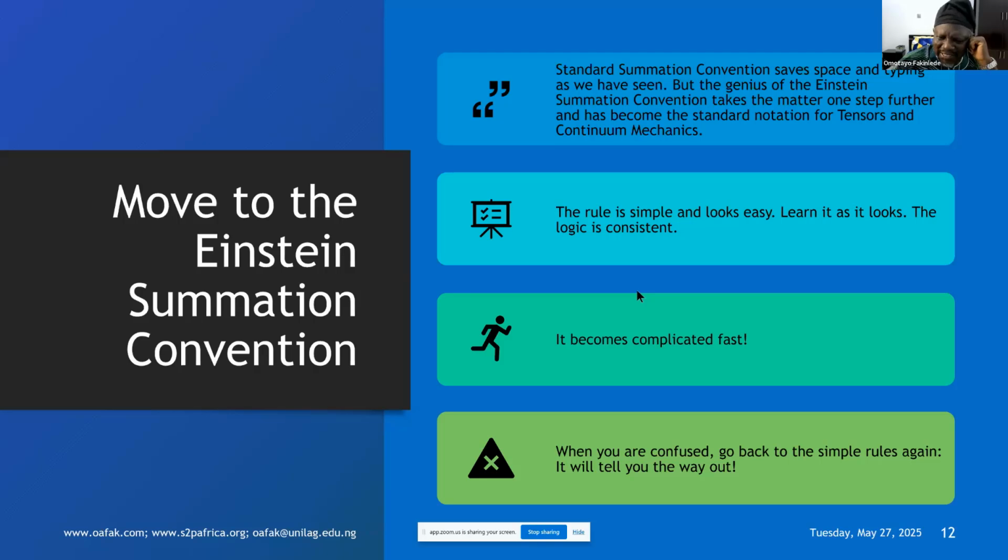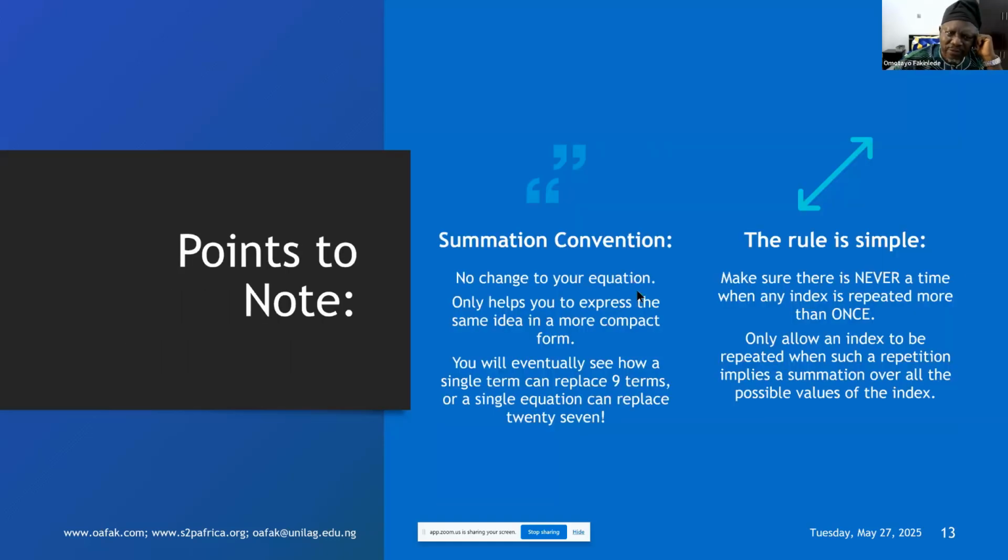It was so fast that even last week, a student asked a question which confused me also. It was only when I got home that I saw that what I did was right after all. Then I sent the solution to the class. But that shows you how easily anybody can get confused. So if you get confused, you are not alone. Even your lecturer can get confused. So there's nothing to worry about there. When you are confused, go back to the simple rules again. It will tell you the way out. Don't just go back to the simple rules. That is what everybody would do.